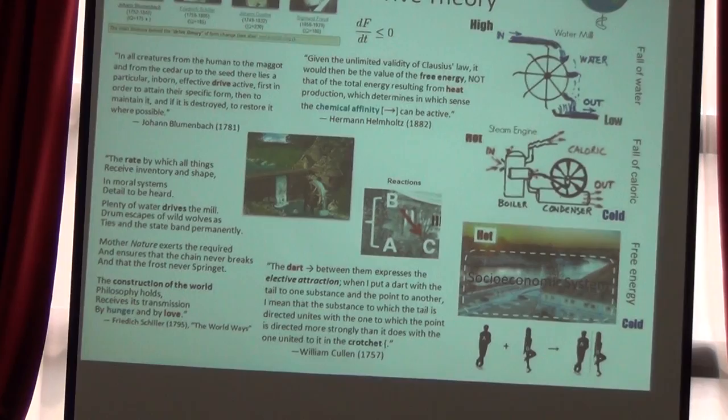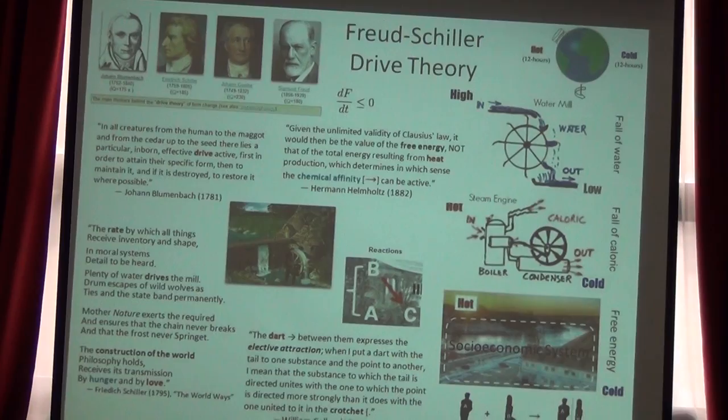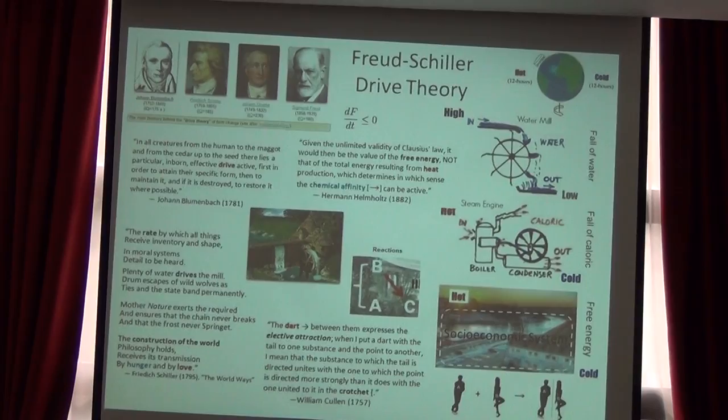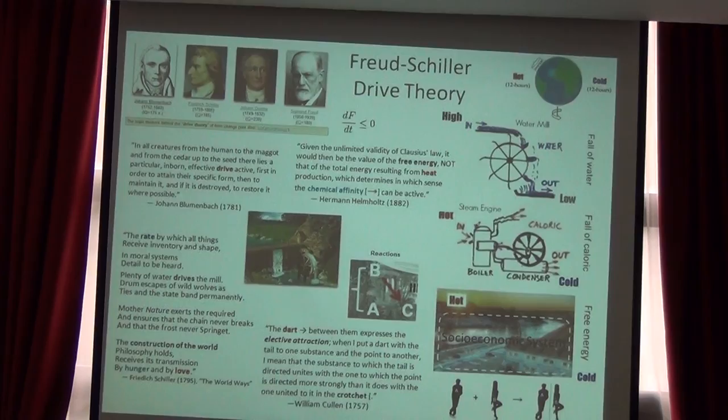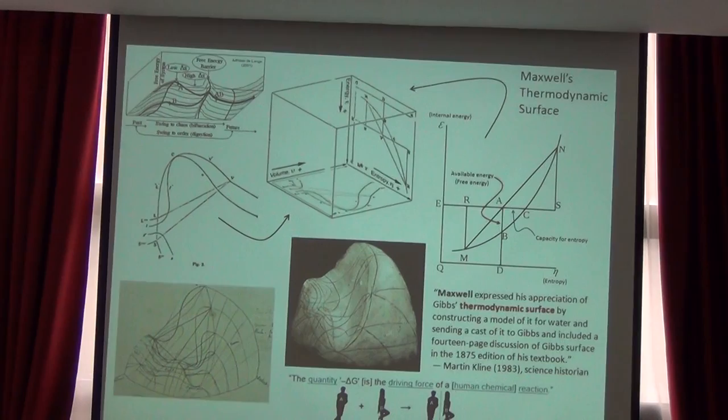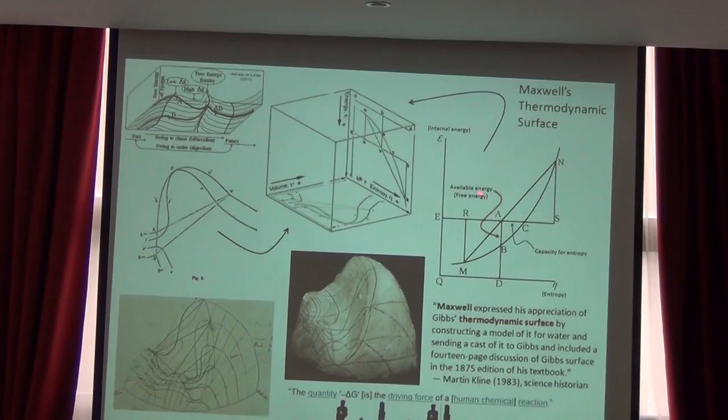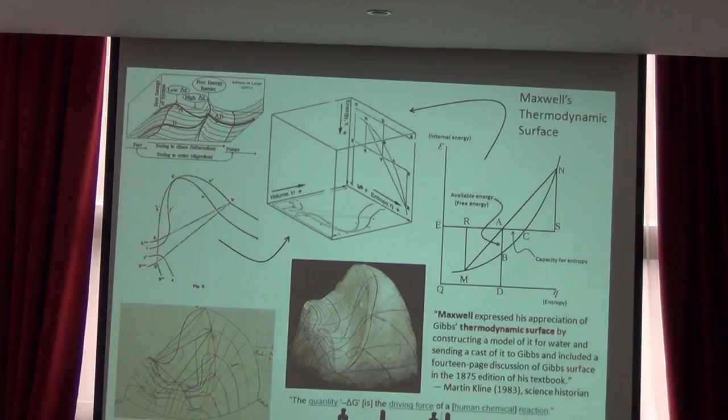And here's your socioeconomic system here. Now, this is what's called Freud-Schiller drive theory. To give you another example, the AB part on the graph that I showed here, this AB right here, Freud read about this. This is another example where you don't even have to use equations. We're going to show you a lot of equations today, but Freud took verbal concepts of free energy, and this is bound energy. If you multiply the entropy times the temperature of the system, you get what's called bound energy.